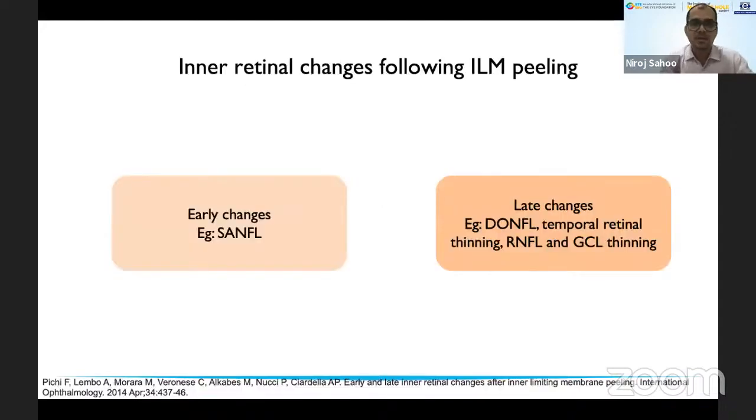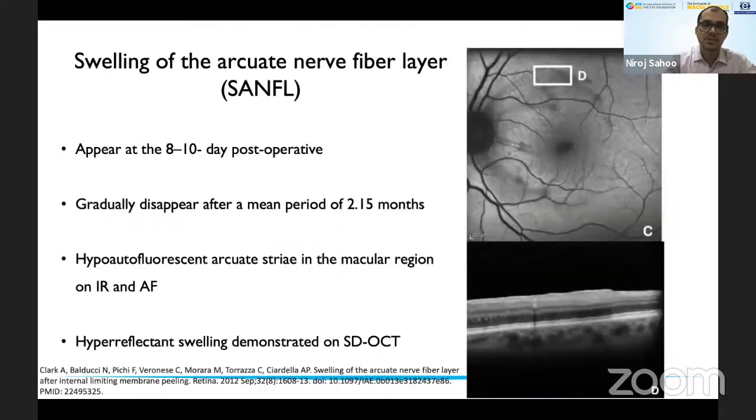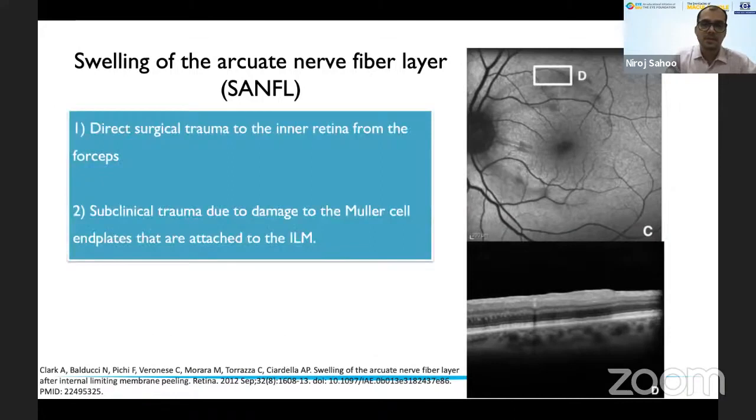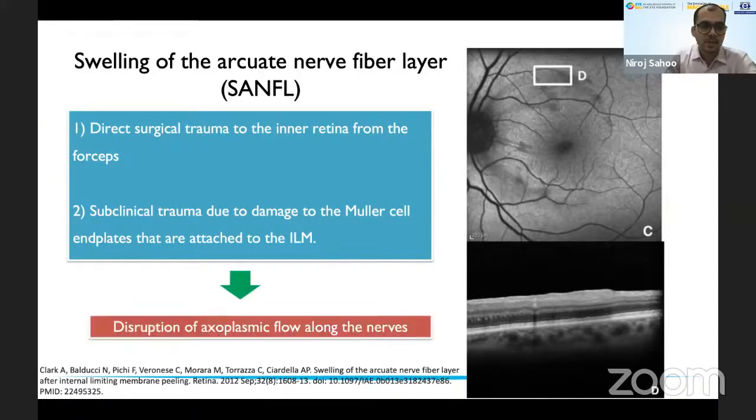Just to conclude, I'd like to mention a few of the changes that can be picked up post-operatively using OCT or en face OCT. The first is SANFL, or swelling of the arcuate nerve fiber layer. It can be picked up with either autofluorescence or infrared reflectance imaging. It can appear as early as 8 to 10 days post-operatively and gradually disappears in 2 to 3 months. They represent swelling of the RNFL, and have been proposed to be due to surgical trauma from the forceps or due to damage of the Müller cell endplates that result in axoplasmic flow disruption.